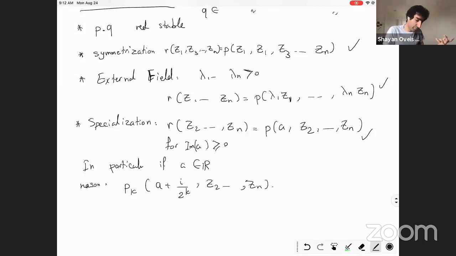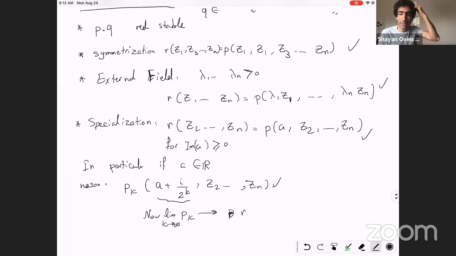Then, because any such thing has positive imaginary value, this polynomial is real stable. Now, p_k converges to R as k goes to infinity. As k goes to infinity, the imaginary value 2 to the k converges to 0. So p_k converges to the polynomial R, where you substitute z1 with the real number. And because all of the polynomials here are real stable, so is the limit.